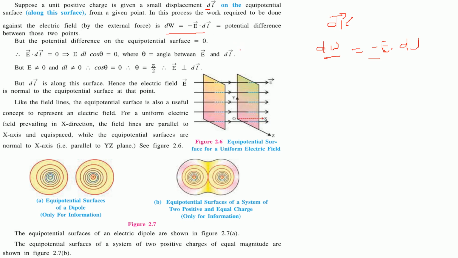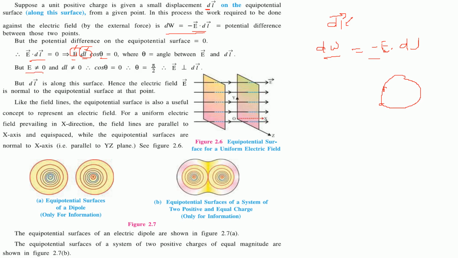This is the potential difference between these 2 points. But what is the potential difference on an equipotential surface? For any equipotential surface you take, the potential difference between these 2 points will be 0 because they have equal potential. So this E dot dl will become 0. E dot dl is E dl cos theta. That means either E will be 0, or dl will be 0, or cos theta is 0, meaning theta has to be 90 degrees, cos 90 is 0. This theta is the angle between E and dl.